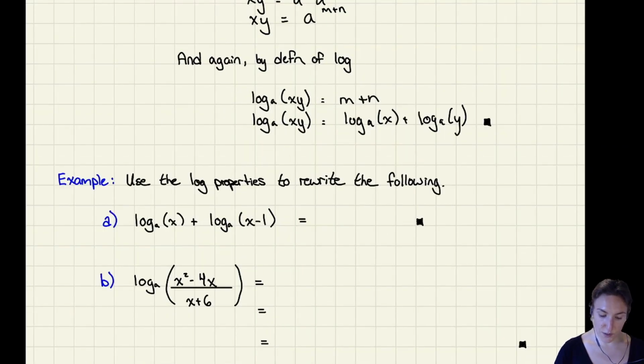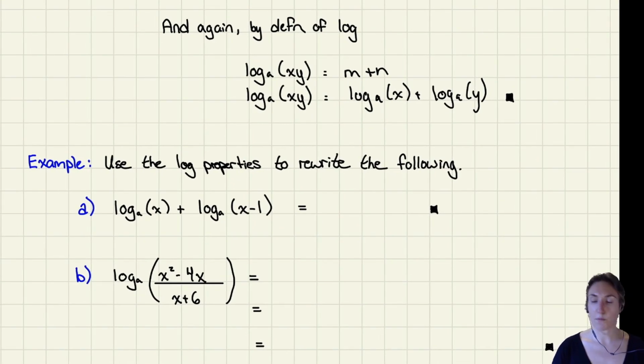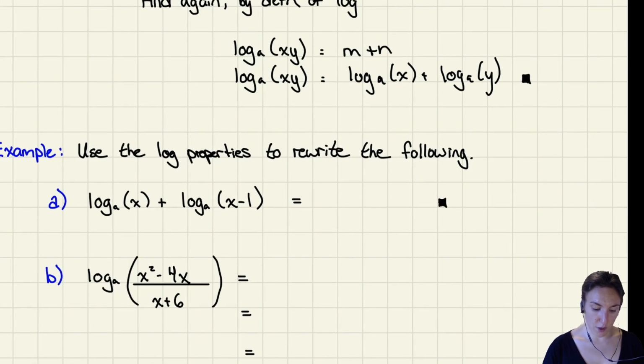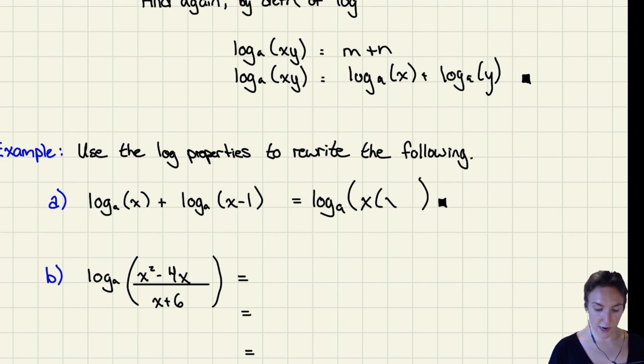Now let's use some of these properties, the ones that we're going to use the most, to rewrite these expressions that you're given. Let's look at the first one. So I have log base a of x plus log base a of x minus 1. So these two things are being added. They have the same base, so I can write it as one log function. Log base a, and I'm going to do big brackets here. Sometimes people don't use brackets. I always do it just to make sure I don't get confused. But then I just take my x and x minus 1, multiply them together, and there we go.